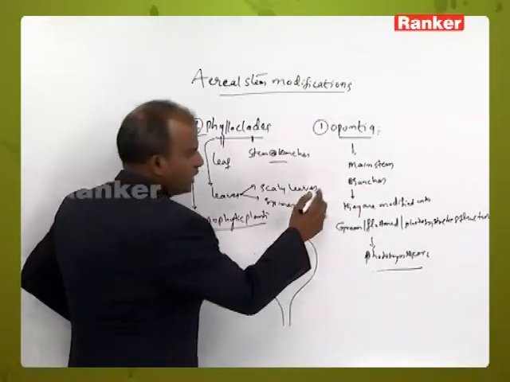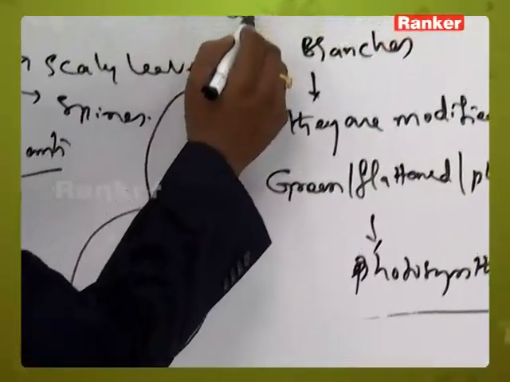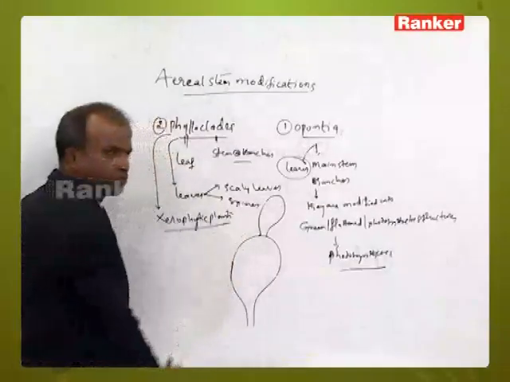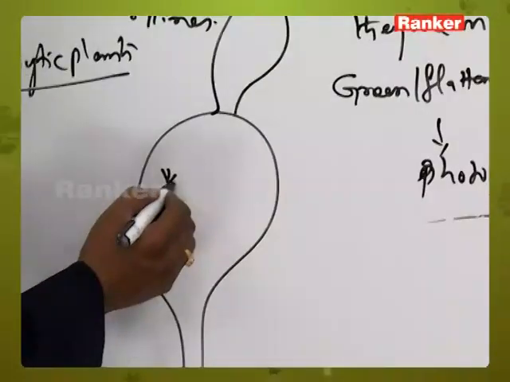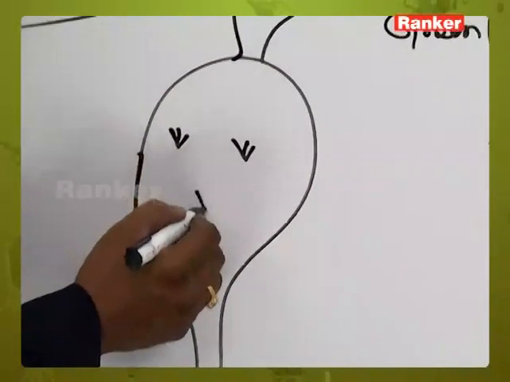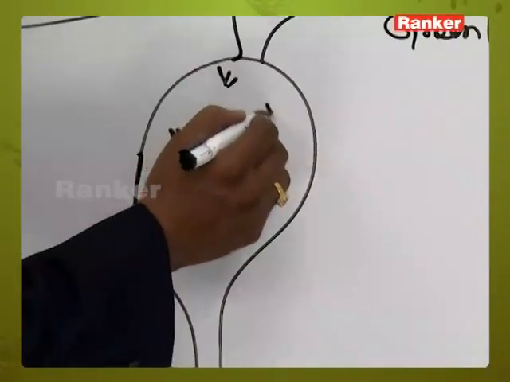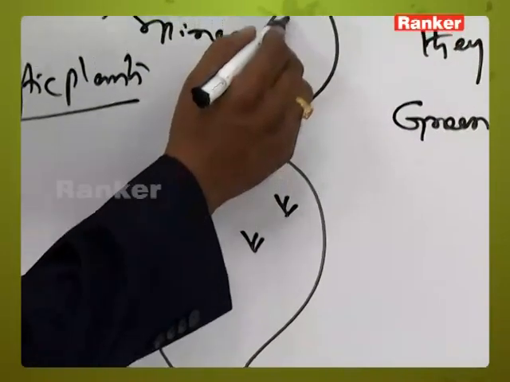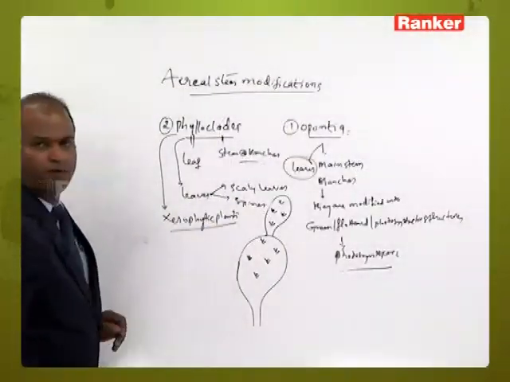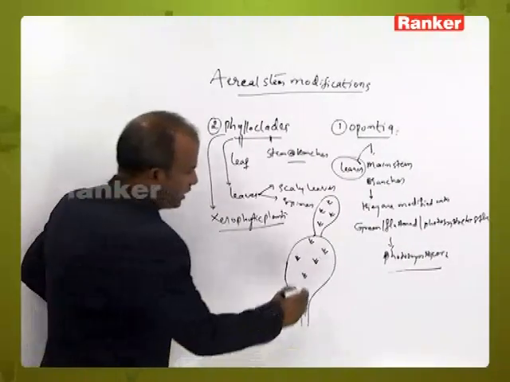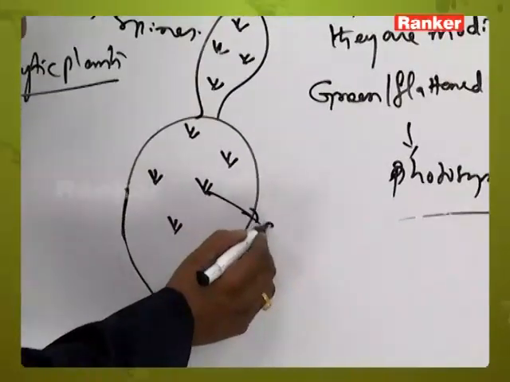And what happens to the leaves here? I already told you. Leaves are modified into groups of spines. These are the leaves which are modified into a group of spines.